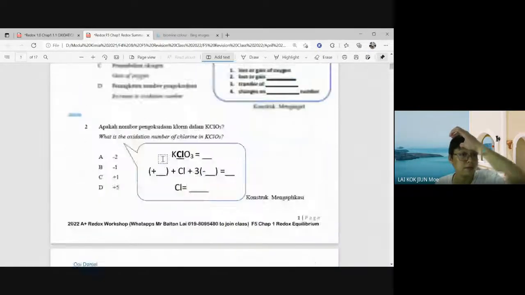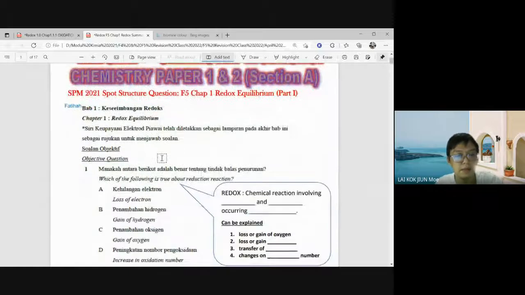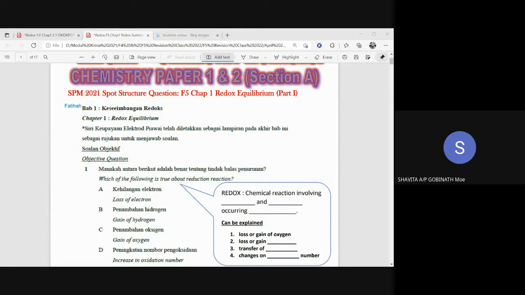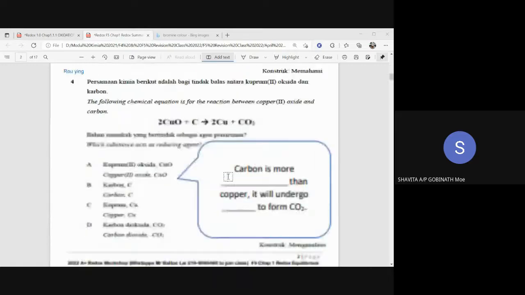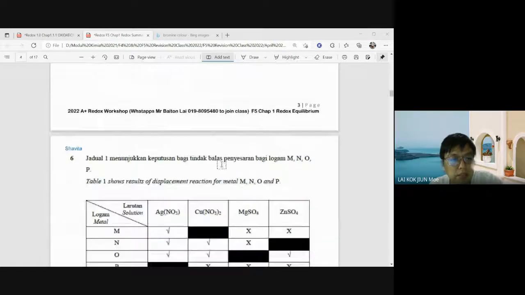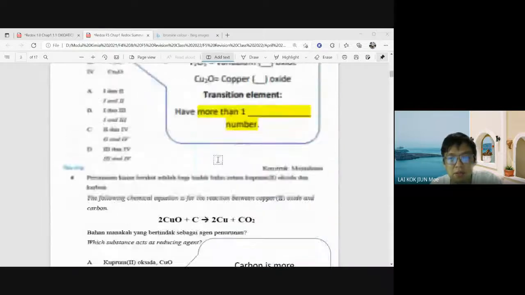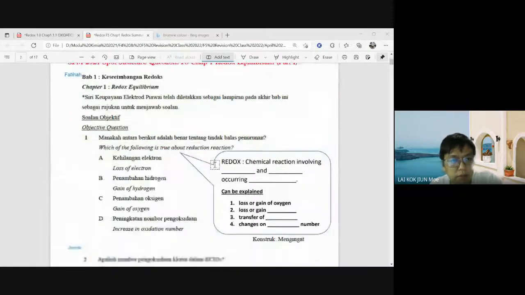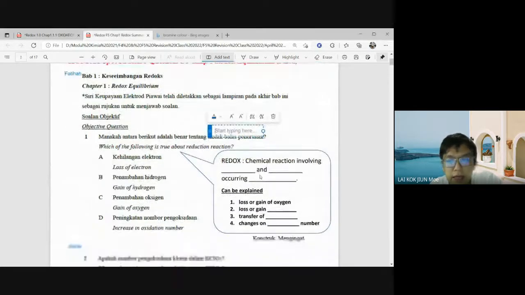So we start with the first question first. Fatiha. Sir, my question, I didn't learn displacement reaction for metal yet. You haven't learned? No problem. Shavita, we go together. Later I show you how to do. You can do together with me. Okay, Fatiha, yes, sir.